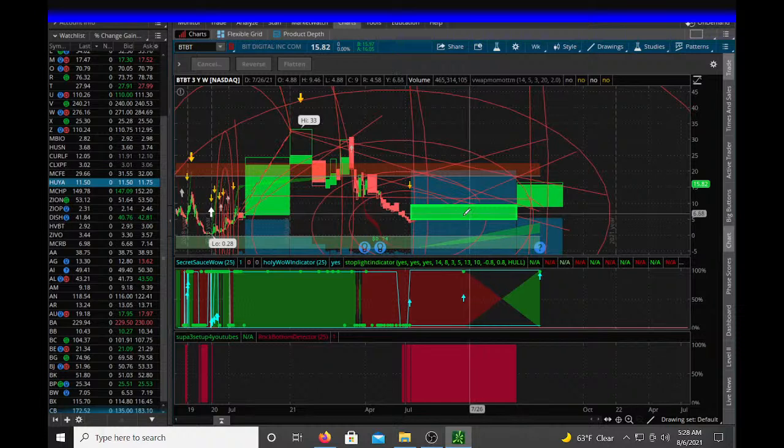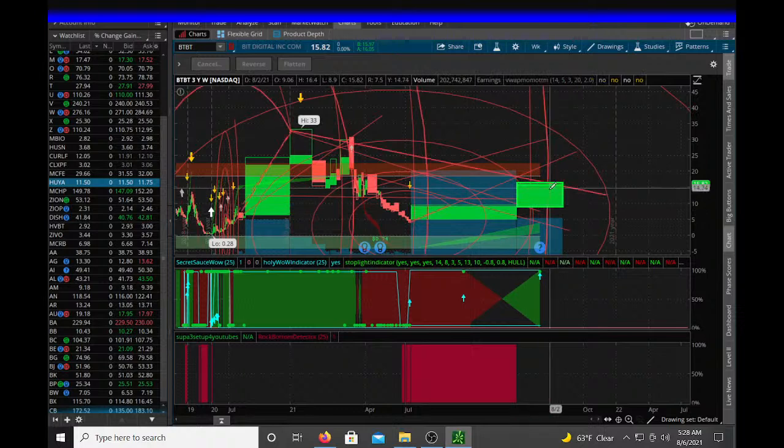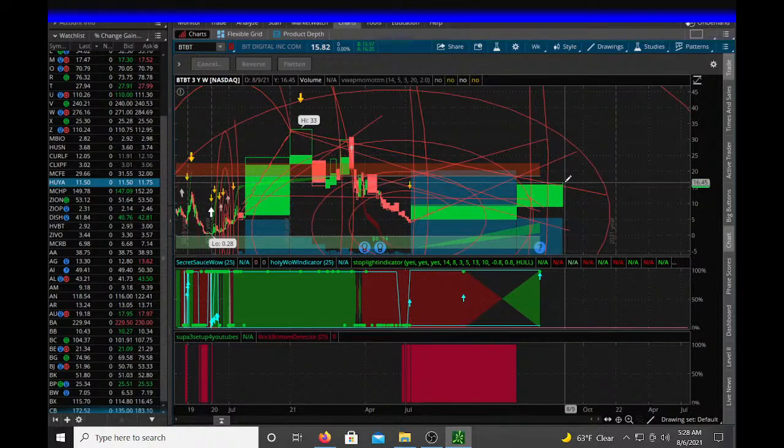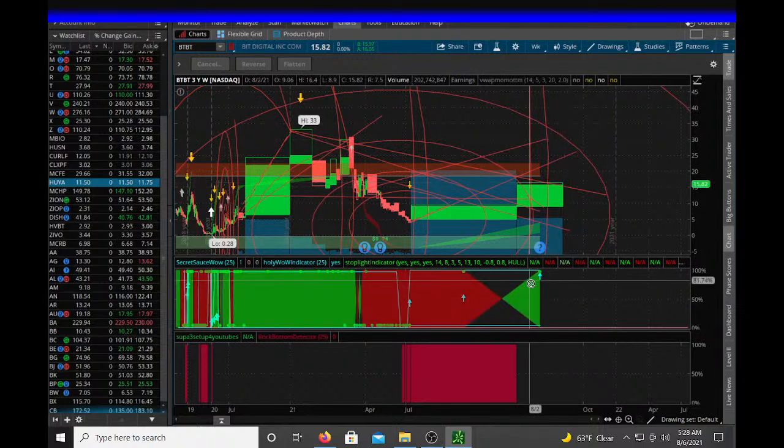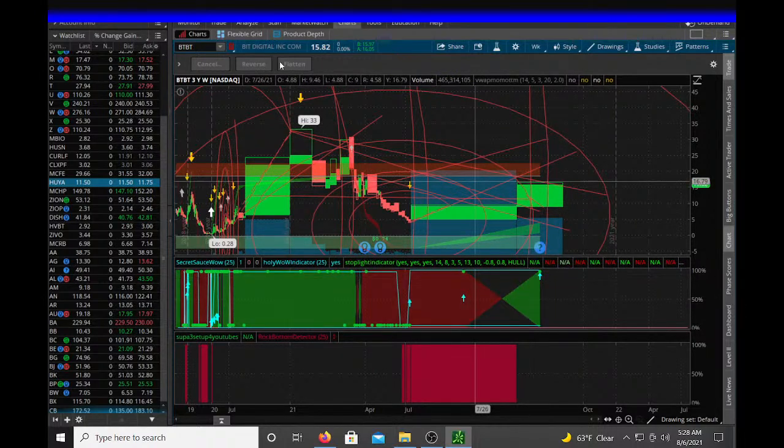So we'll see how this continues to pop off and follow with Bitcoin and all of the other relative trending stocks around it. Because while BTBT is popping off and Bitcoin and whatnot, all of the other ones around it will also be doing the same thing.